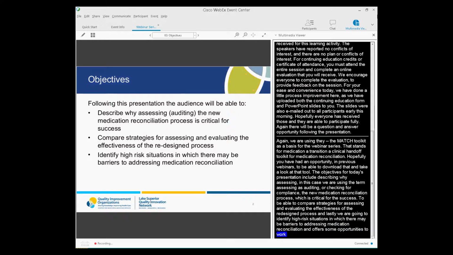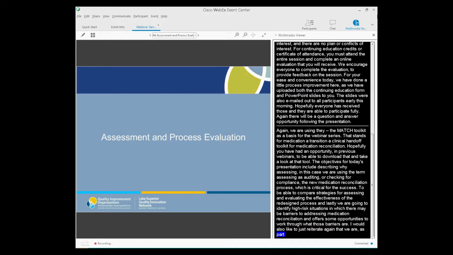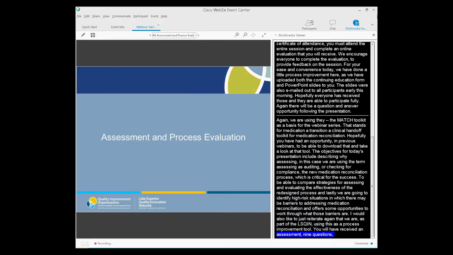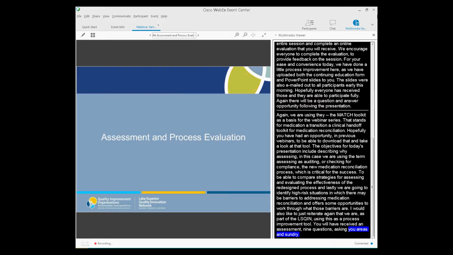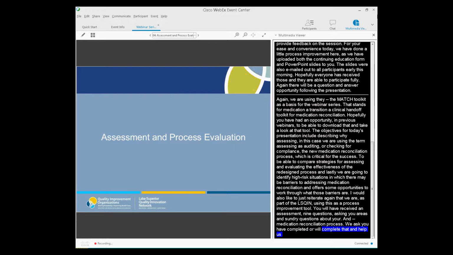I would also like to reiterate that, as part of the LSQIN, we are using this as a process improvement tool. So you will have received an assessment, 9 questions, asking you various questions about your medication reconciliation process. We ask that you have completed or will complete that to help us identify opportunities for further learning events and to assess how well, as a region, we're doing with medication reconciliation.